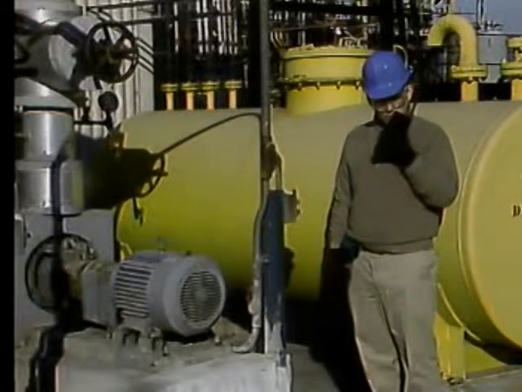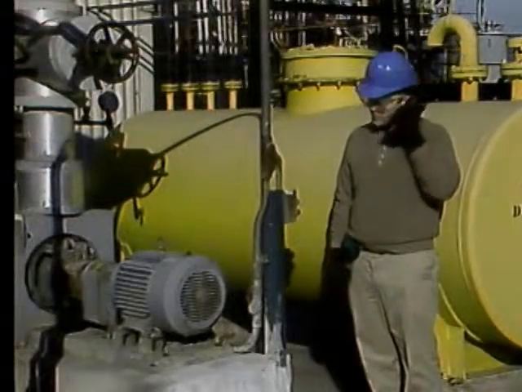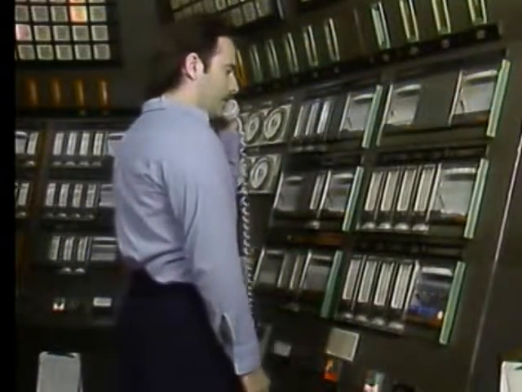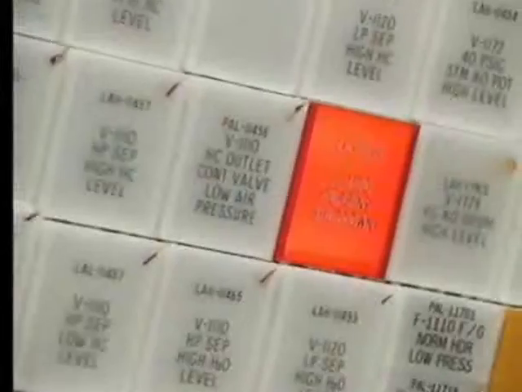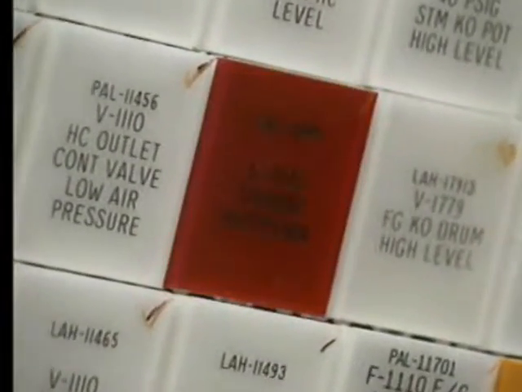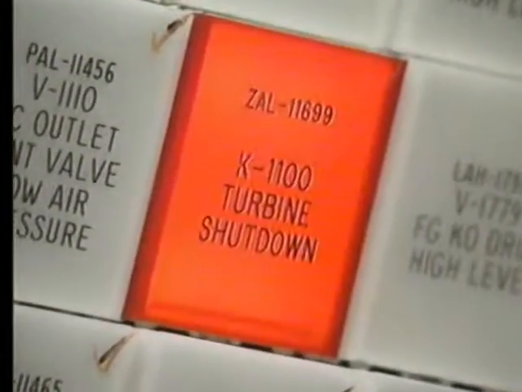Troubleshooting is one of the most challenging parts of an operator's job. The operator's know-how and experience are really put to the test when process problems arise. When a problem occurs in a process, there's a lot riding on how an operator responds.